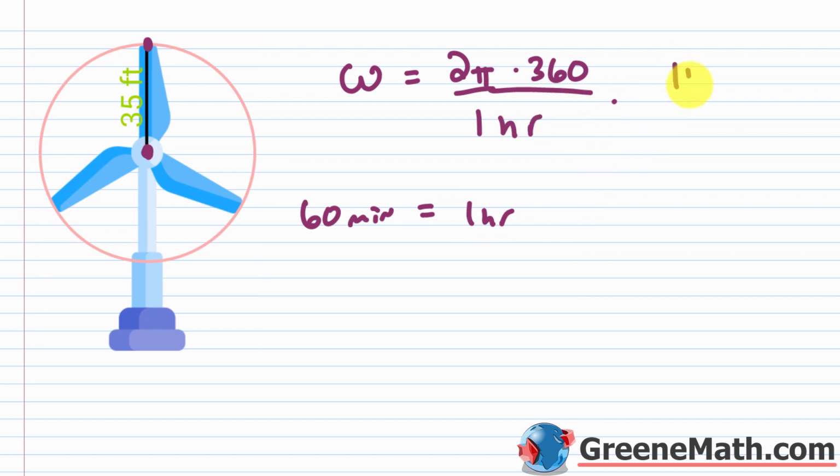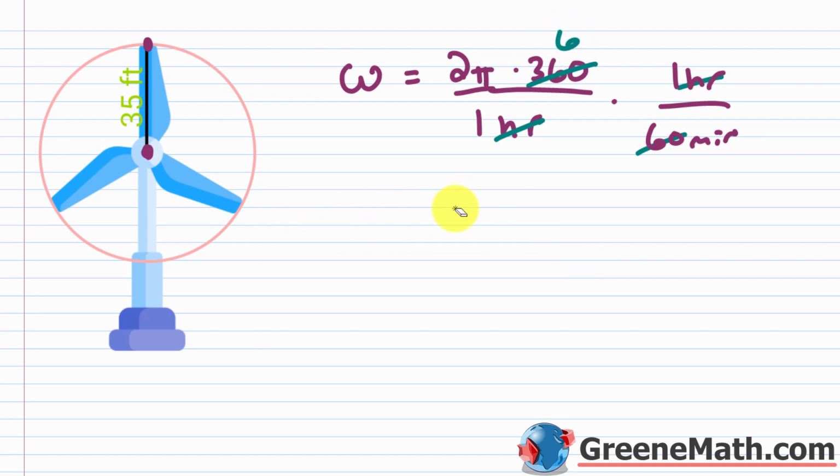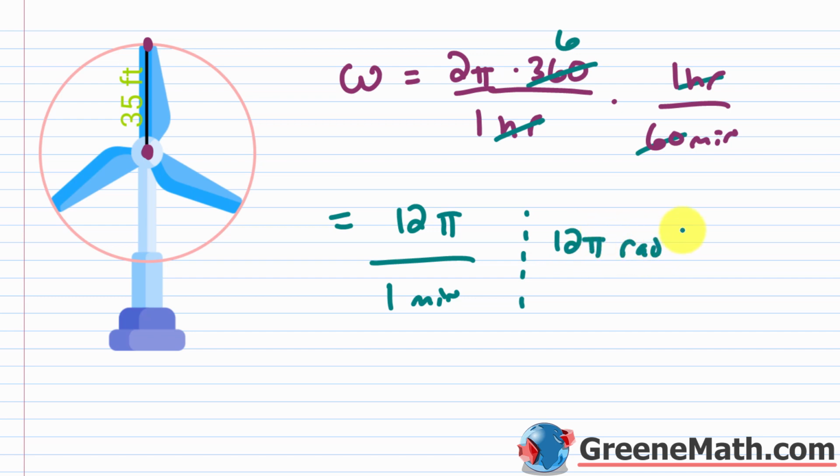I will put 1 hour up here in the numerator, and I will put 60 minutes down here in the denominator, and I will just cancel this with this, so the hours will be gone. And then I know that 360 divided by 60 is going to give me 6. So let me get rid of this, and I'll say that this is going to be equal to 2 pi times 6, which is 12 pi. So 12 pi over 1 minute. So really, if you wanted to, you could write this as 12 pi radians per minute. That's your angular speed.